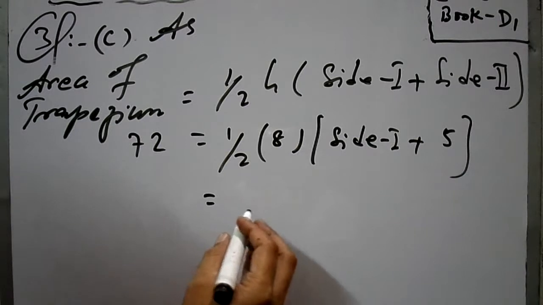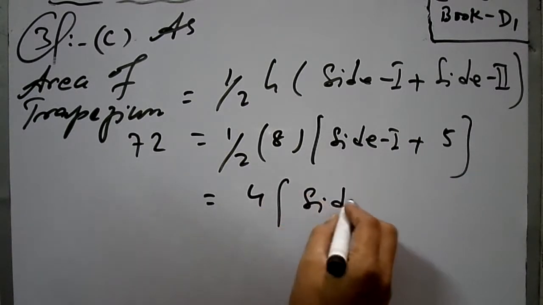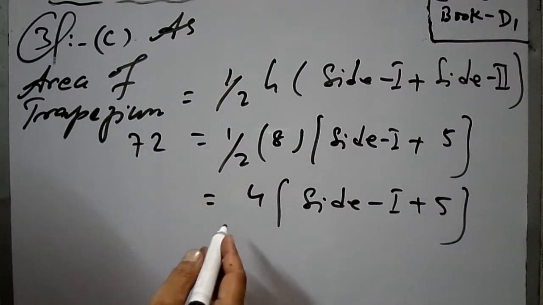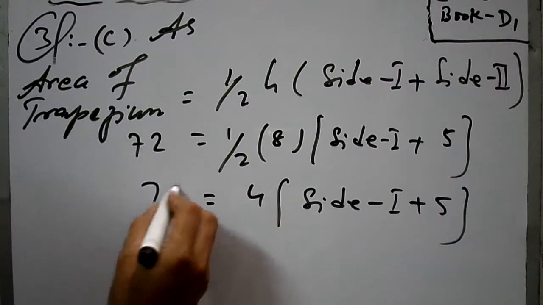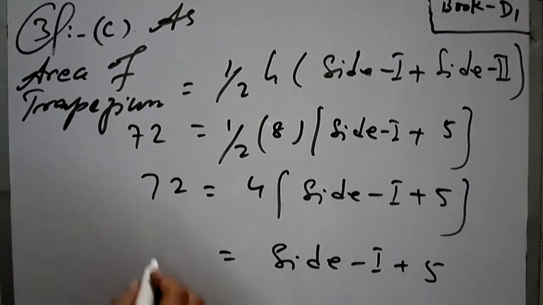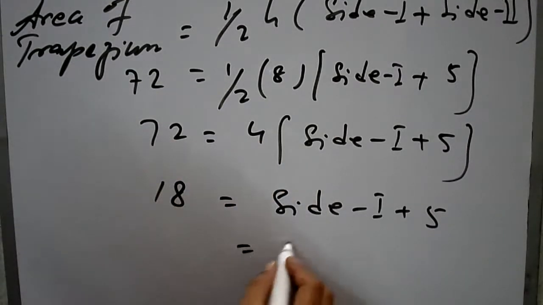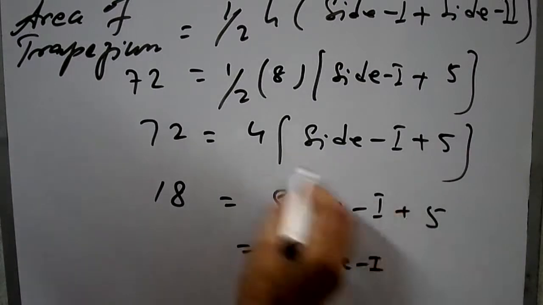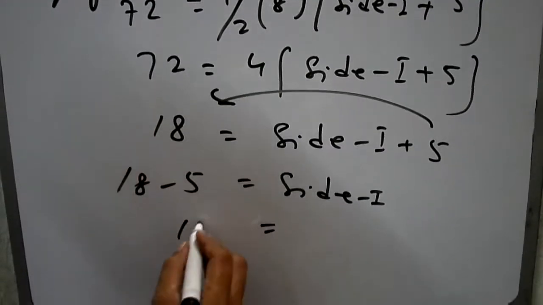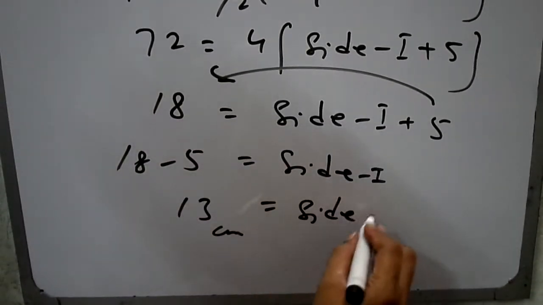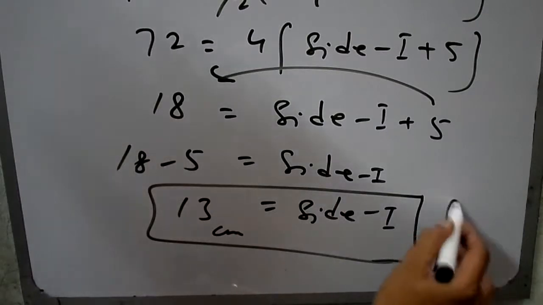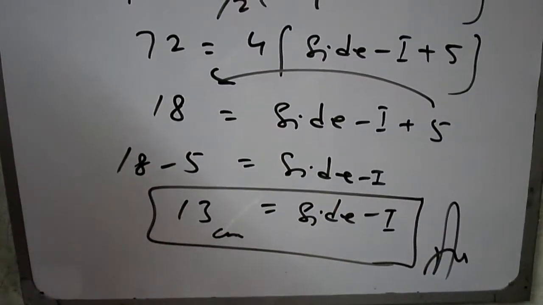By using cross multiplication you will get 4 into side 1 plus 5, and you will get this, that is 72. But we need the side 1 and 5, so the result is 18, because 72 divided by 4 you will get 18. We need side 1, so shift here, 18 minus 5 you will get 13 centimeter is your first side, so that's why you have calculated the side 1. That is your result. Now coming to the question number 4.